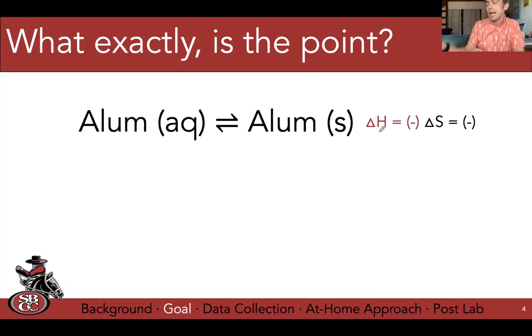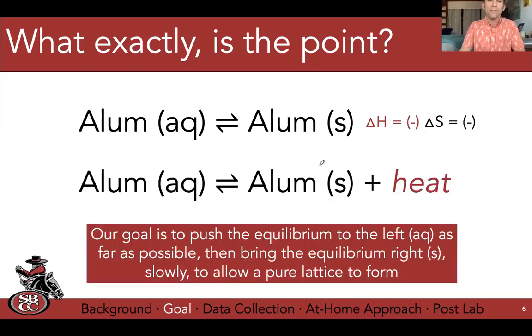So if we're just looking at enthalpy, what does it mean for something to have a negative delta H? It's exothermic? It gives off heat, right? Right, exactly. Both correct. It's exothermic. It gives off heat in the direction that we've written it here, from left to right. So we can also look at it in this way. We have alum aqueous goes to alum solid plus some heat.